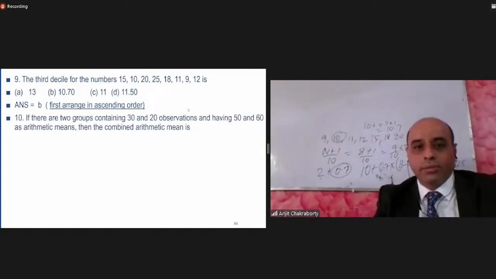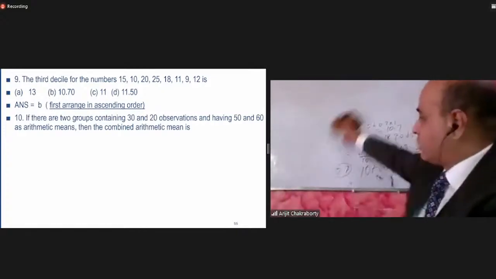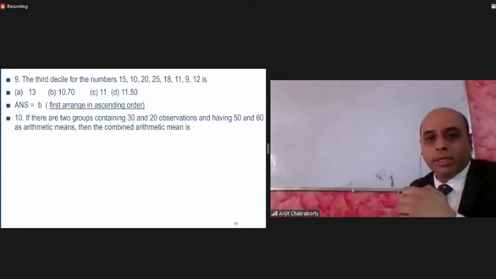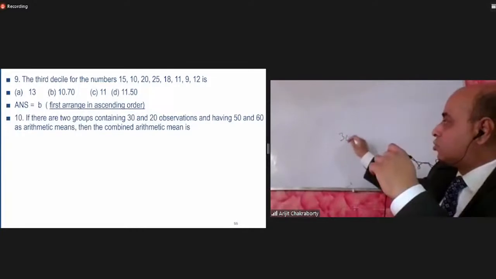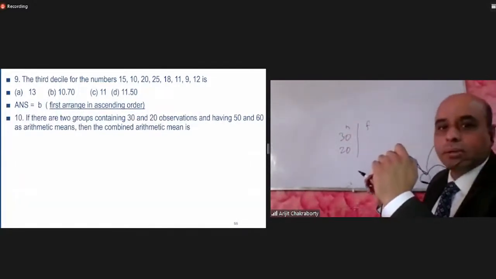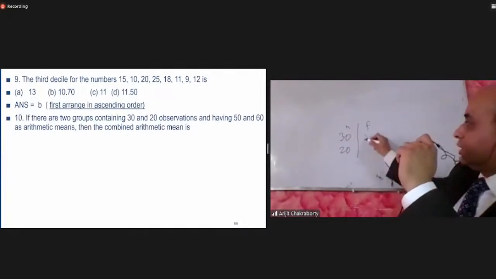If there are two groups containing 30 and 20 observations and having 50 and 60 as arithmetic mean, then what is the combined arithmetic mean? Just quickly, let us do it. It is very important, it came in the mock test also. 30 observations and 20 observations. So two groups are there, 30 and 20 are the frequencies, and the means are 50 and 60.